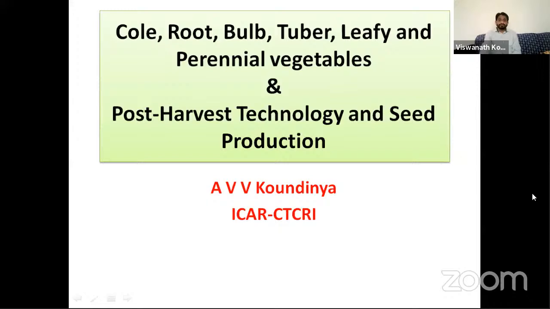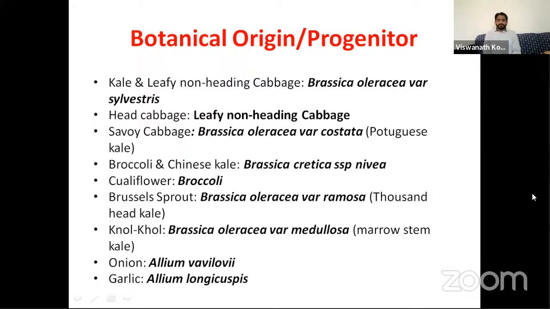Last time I told you what is the botanical origin and what is the progenitor species. So this time we will see the progenitor species of these crops. Among all the crucifers, cabbage, cauliflower, broccoli, Brussels sprout, all belong to the genus Brassica, and among all these crucifers, kale was the crop first originated. So kale and leafy non-headed cabbage were originated from Brassica oleracea variety Silvestris. This is the primitive kale. Some kale and non-leafy headed cabbage were originated from the primitive kale Brassica oleracea variety Silvestris. From this leafy non-headed cabbage, head cabbage was developed.